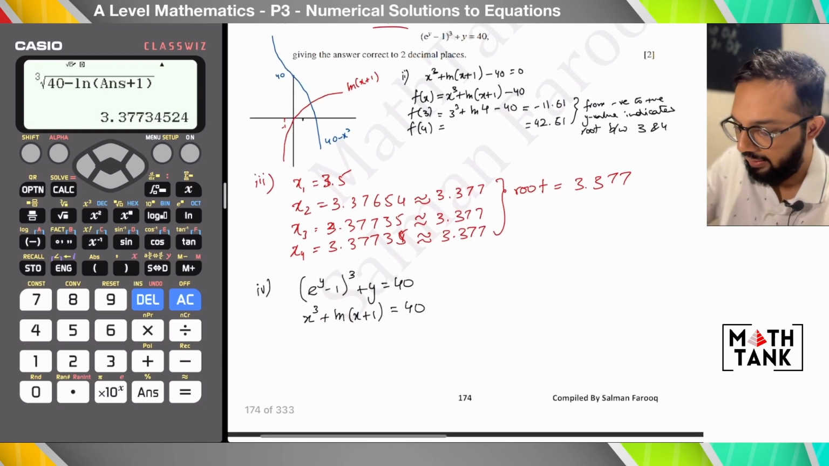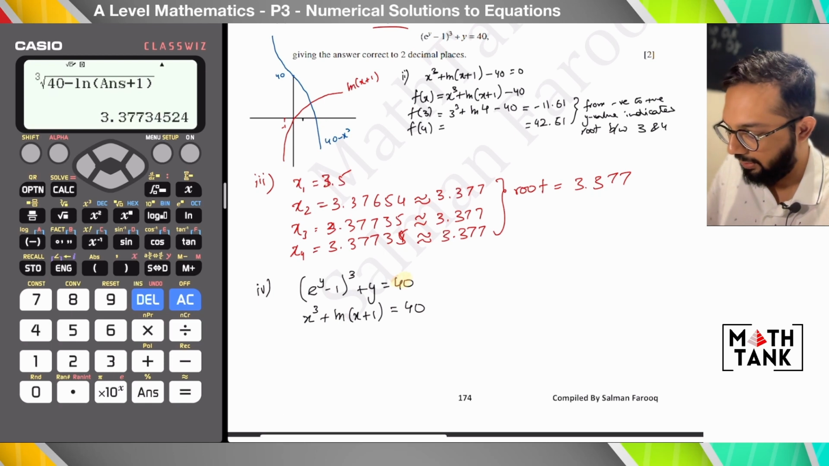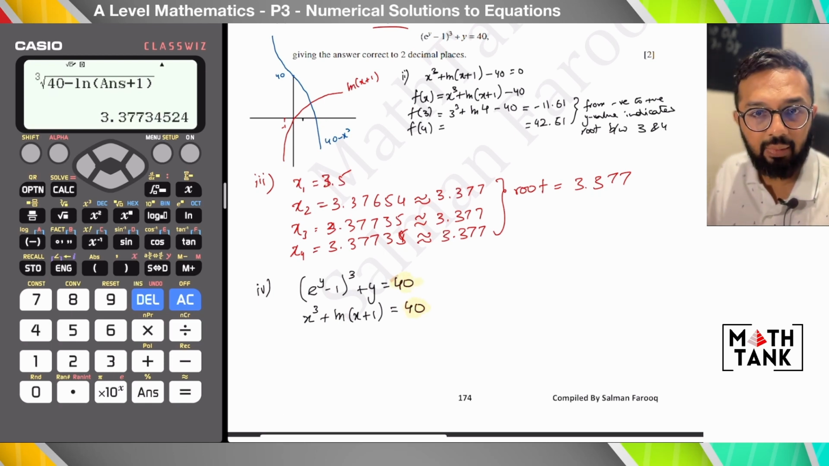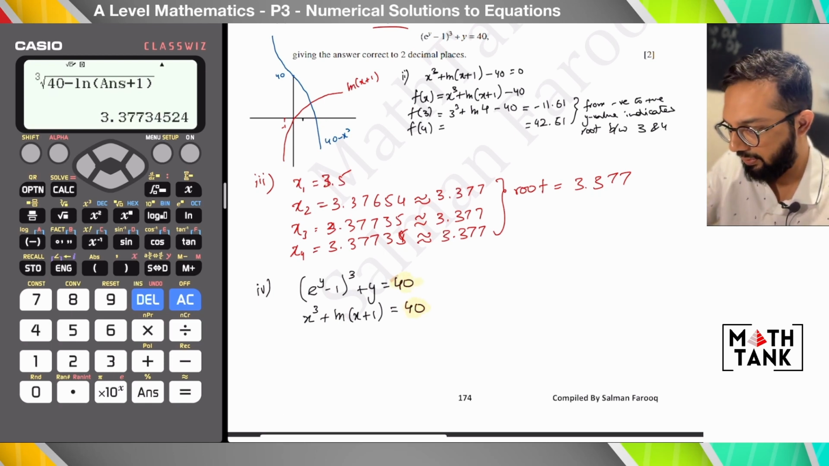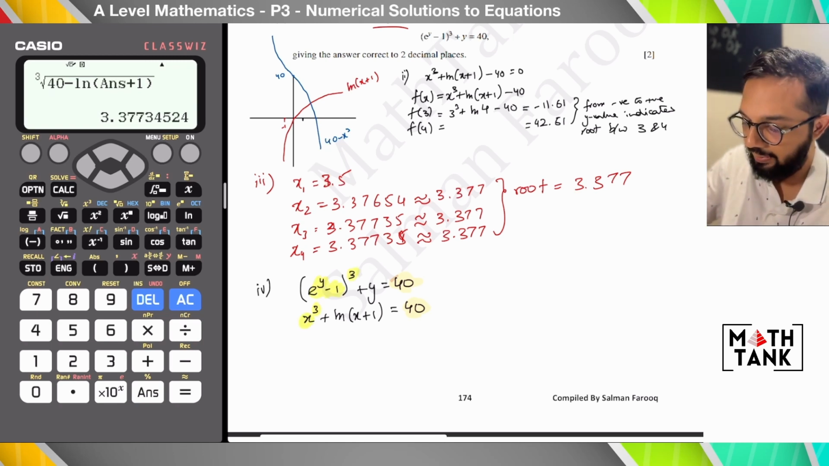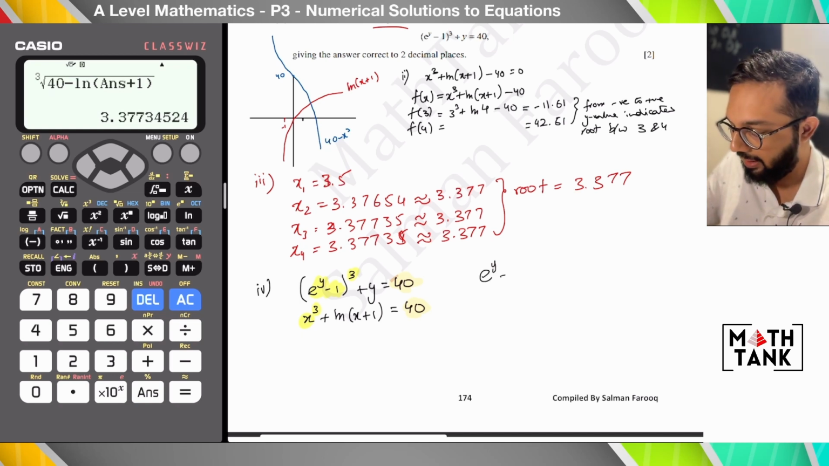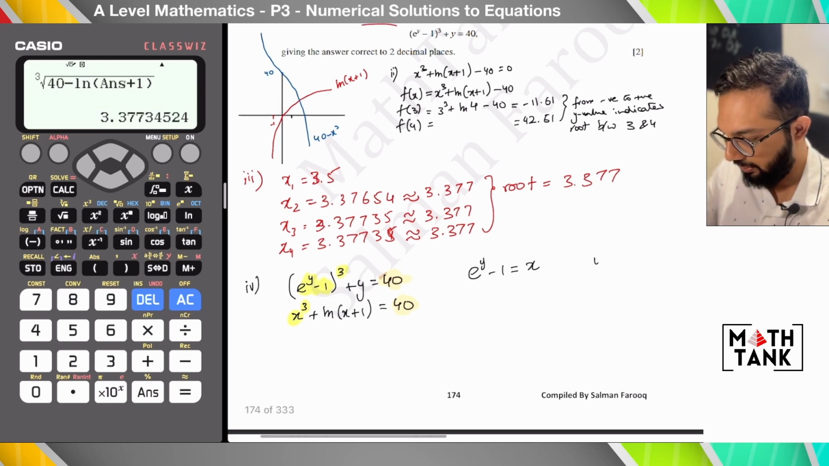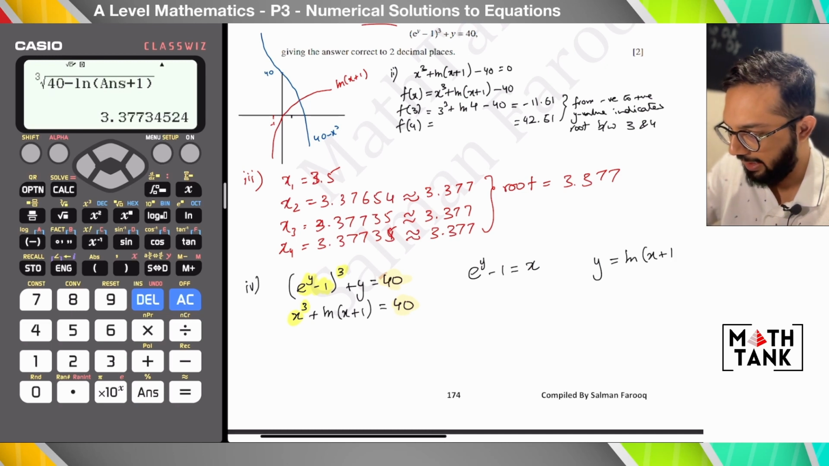Okay, so what I see is 40 matches with 40, which means that the right hand side matches, which means that the left hand side must also match. I see a cube and I see a cube. So can I say that e power y minus 1 should equal x? I compare the cubes, and that leads me to y equals ln x plus 1 as well. They should also balance. That is my gut feeling.